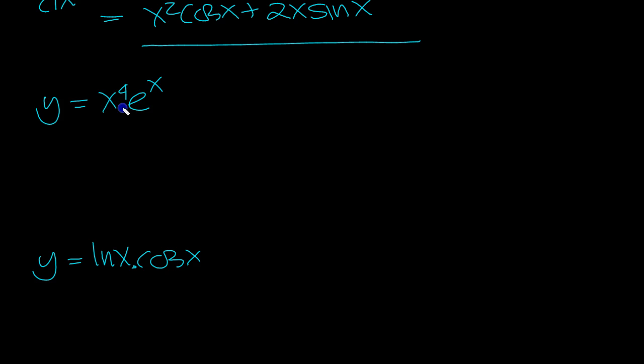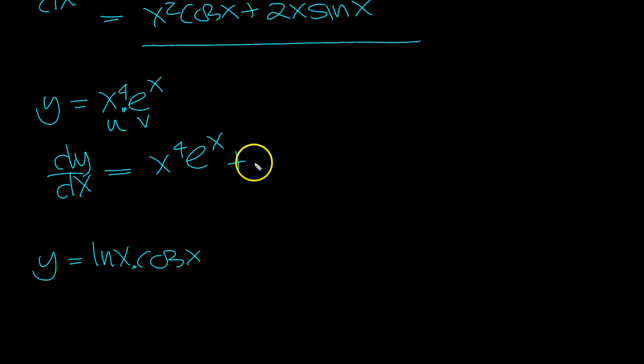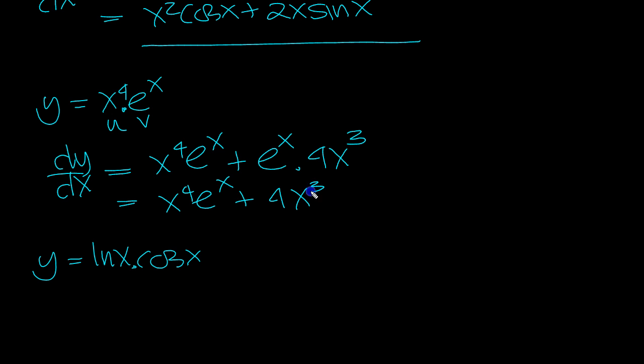Next one. This is u, this is v then. So dy/dx, or y dashed if you want to write y dashed, u dv/dx, e to the x differentiates to e to the x, plus v, e to the x, times du, 4 comes down, x to the 1 less. And we can tidy that up, can't we? x to the 4 e to the x, plus bring the 4 to the front, x cubed e to the x. Slightly easier on the eye, isn't it?